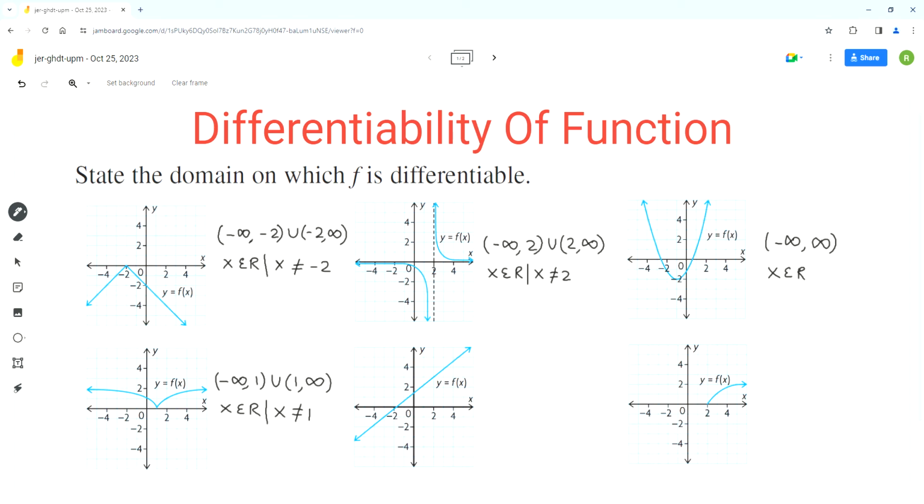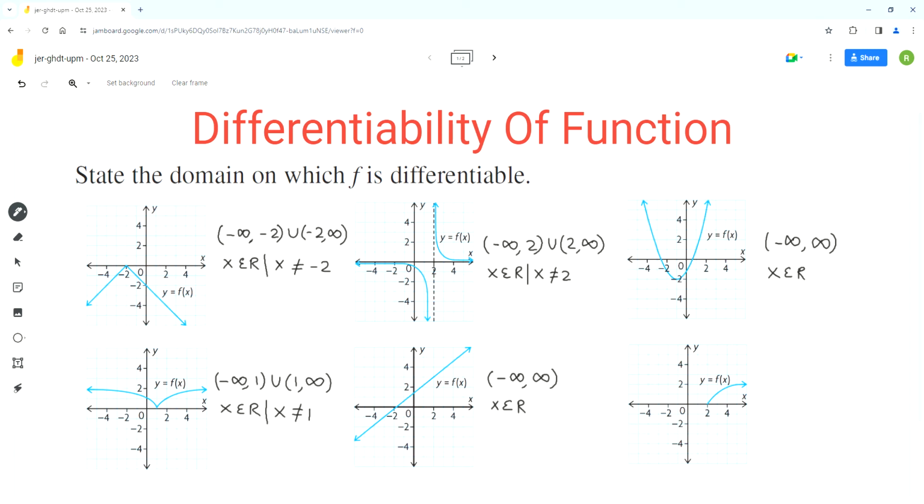Now we can analyze the next graph. The next graph is a straight line. There is no discontinuity, no cusp, no corner point, and no vertical tangent. So in this case, this function is differentiable at all x values. Therefore, the domain in interval notation can be written as -infinity to positive infinity, and in the other notation, we can write it as just x ∈ ℝ.